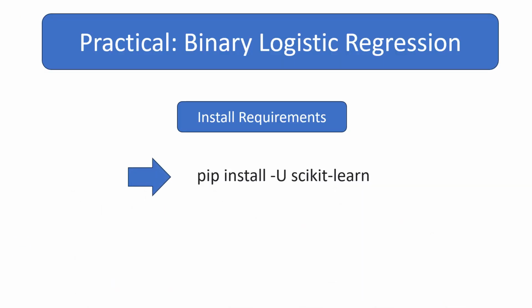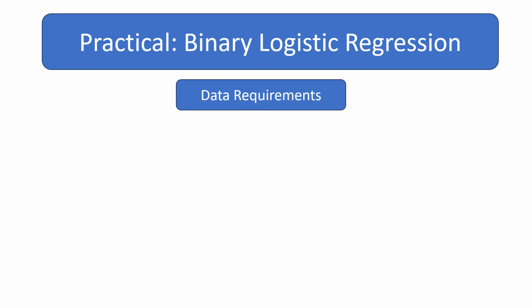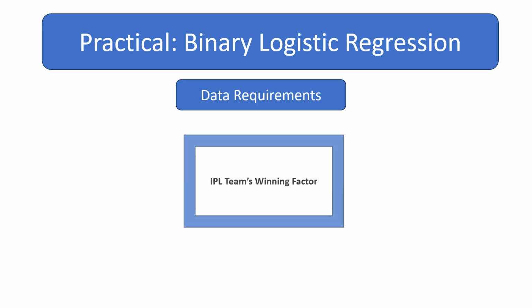Practical example in binary logistic regression. First part is installing requirements. Install requirements by using pip in CMD. Use pip install scikit-learn to install the scikit-learn library. Data requirements. The topic we are going to discuss is IPL teams' winning factor.